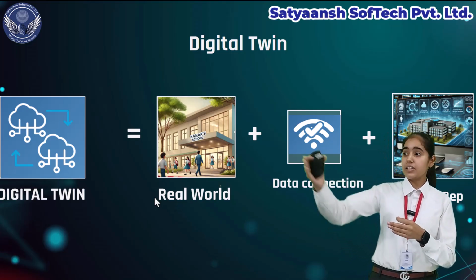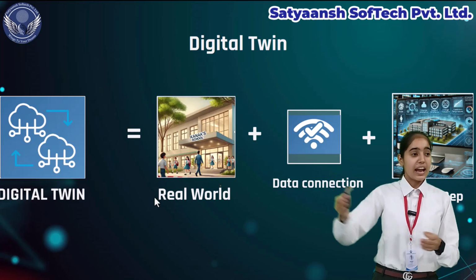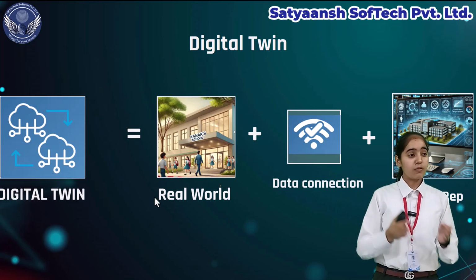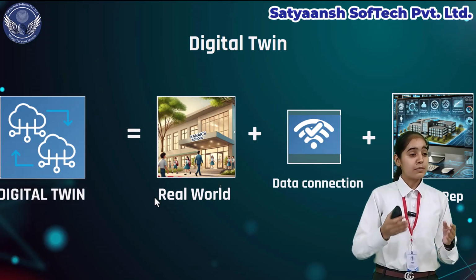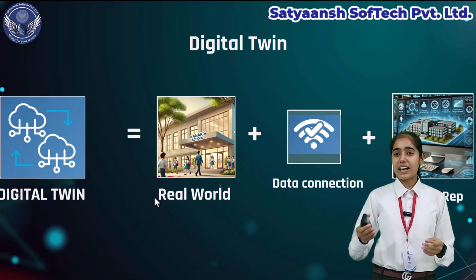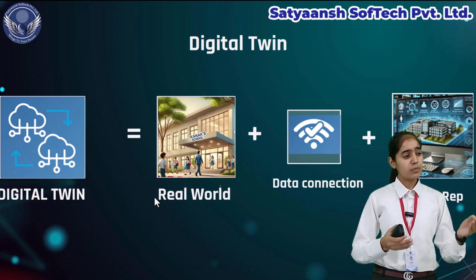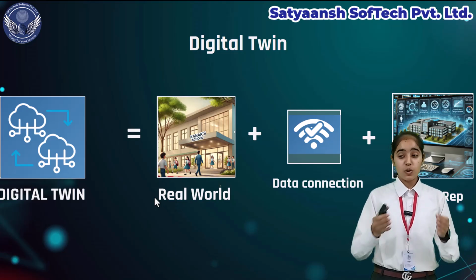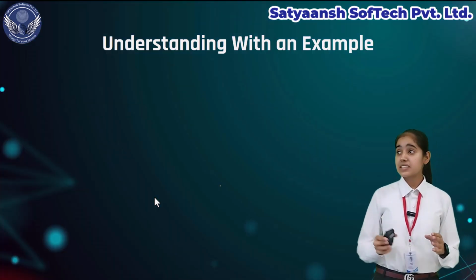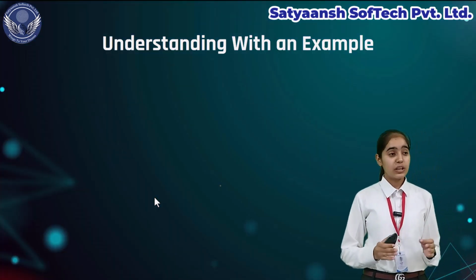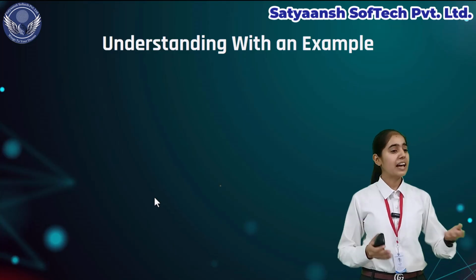For example, there is a real world object and the virtual representation of that real world thing inside our computer that helps us to monitor, understand, and even predict problems before they happen. So all of these make a digital twin. Now let's understand the digital twin using an example of how it can help us.